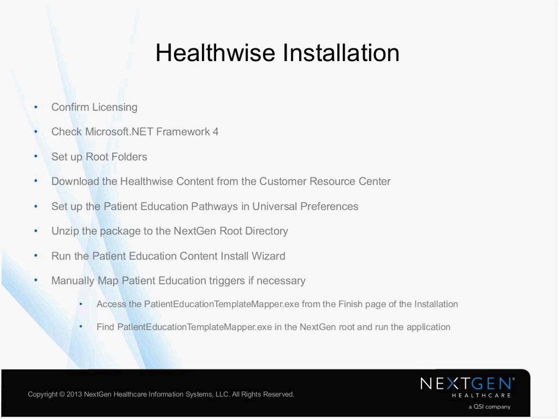Healthwise installation, we've already gone through. These are just some breakdowns of what you need to be aware of. You want to go in, confirm the licensing. You want to check the Microsoft .NET framework, set up the root folders, download the Healthwise content from the Customer Resource Center, set up the patient education pathways and universal preferences, zip the package to the NextGen root directory, run the patient education content install wizard, and manually update patient education triggers if necessary.